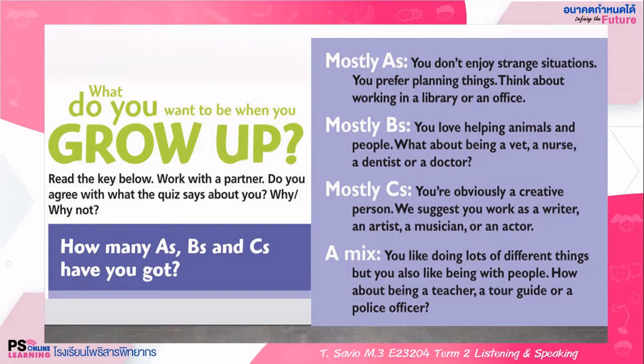If your answers were mostly B, you love helping animals and people. What about being a vet, a nurse, a dentist, or a doctor? If your answers are mostly C's, you're obviously a creative person. We suggest you work as a writer, an artist, a musician, or an actor. And if your answers are a mix, you like doing lots of different things, but you also like being with people. How about being a teacher, a tour guide, or a police officer?